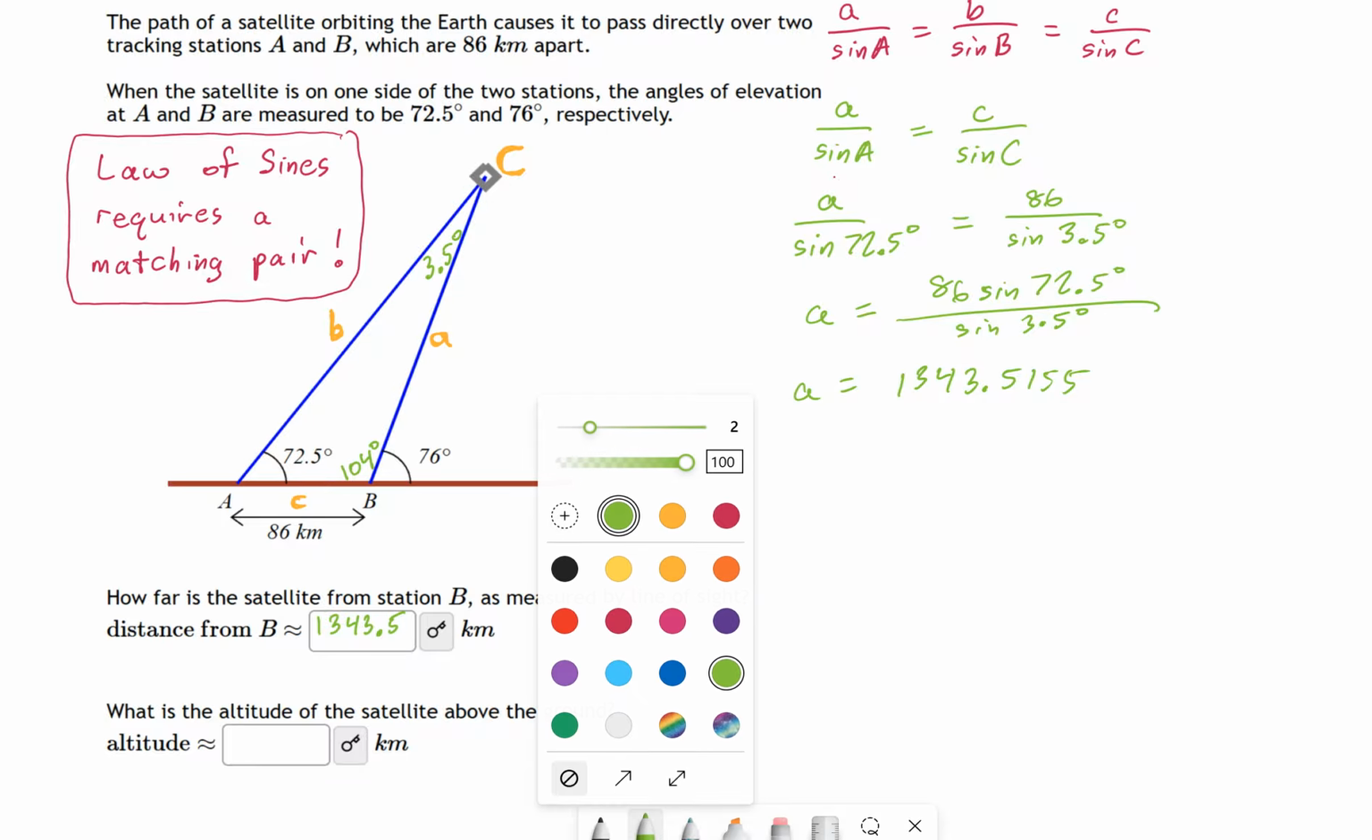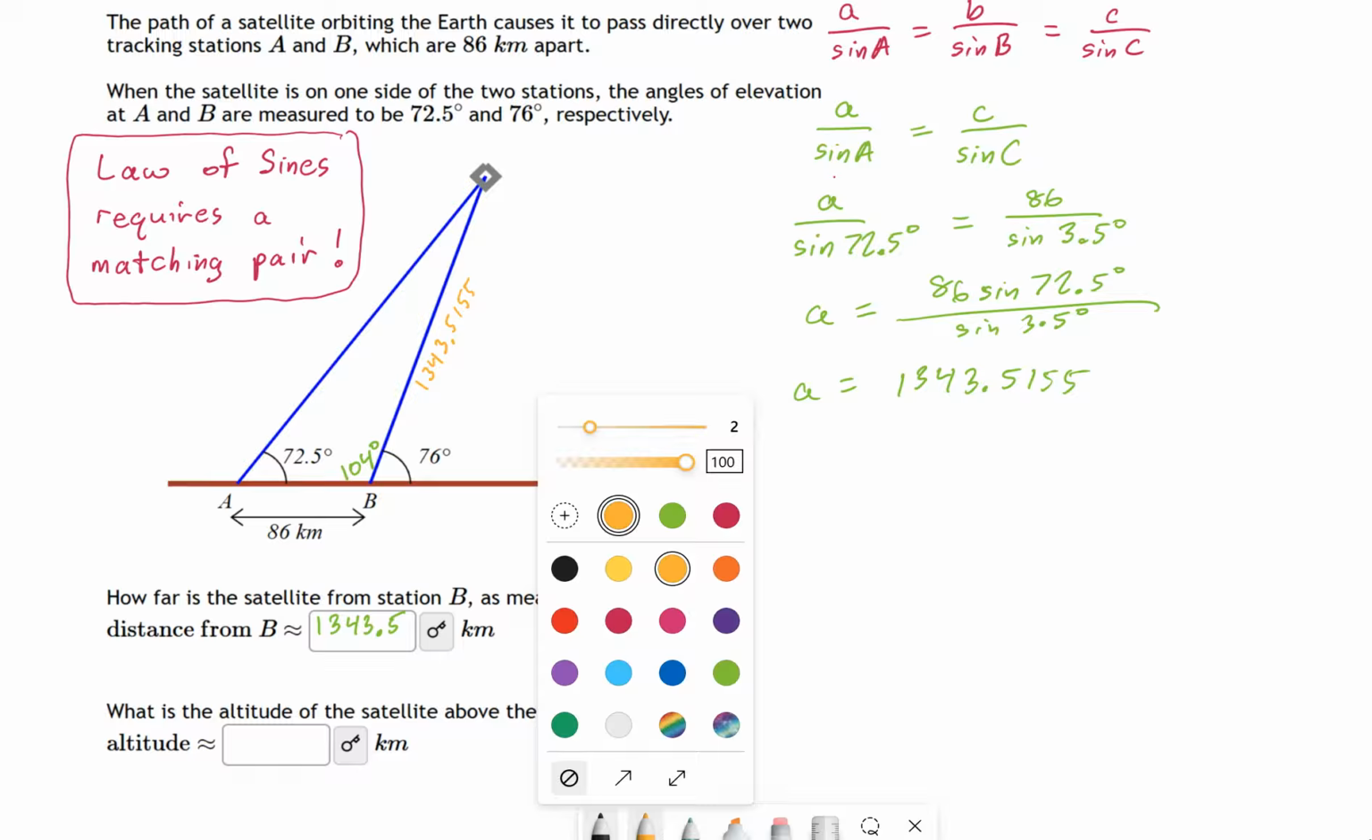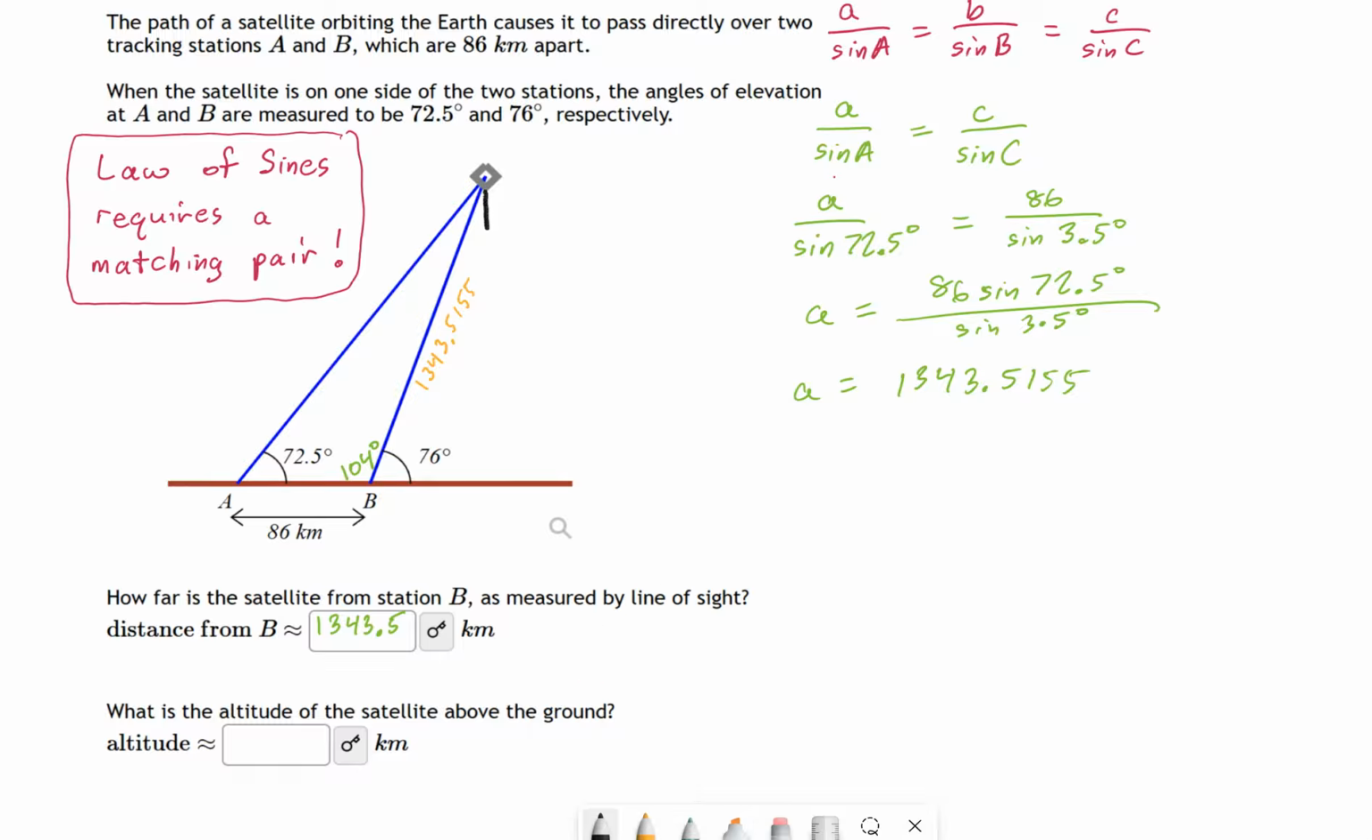Okay, now let's clean this picture up a little bit because I've got a little more work to do. I'm going to get rid of the A, B, the C, all these things I don't need, and I'm going to put in what we just learned, which was 1343.5155. That's that side right there. And now what's it asking us for? It wants to know the vertical distance to the ground. In other words, draw a right triangle.